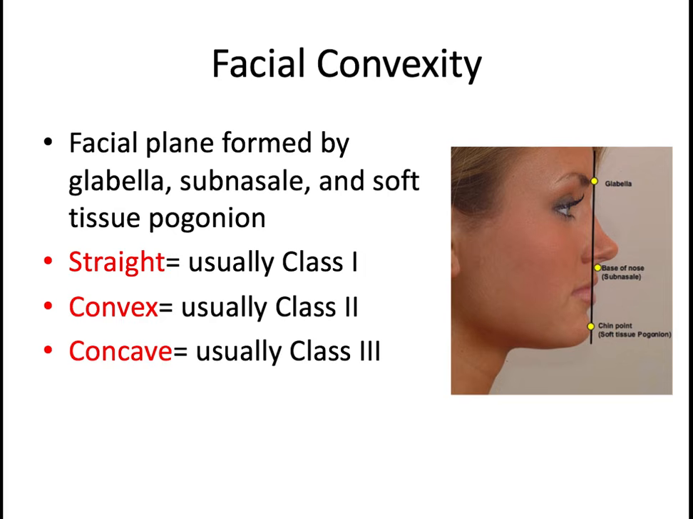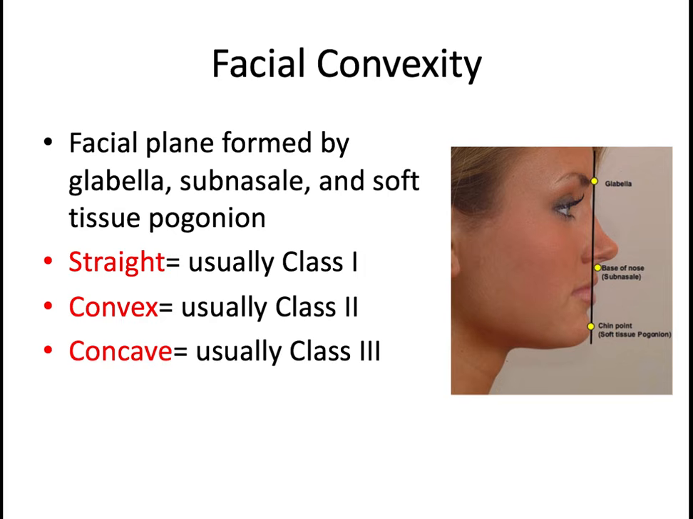So for a straight profile, the line segments between glabella, base of nose, and chin point are going to basically form a straight line. You can see a straight line here, and the subnasale is a little bit in front of that, but that's hardly a few degrees off of that straight line. So anything that's generally under 10 degrees of a slight inclination, we're going to call a straight profile. And that's usually coincident with a class 1 occlusion, skeletal and dental occlusions.